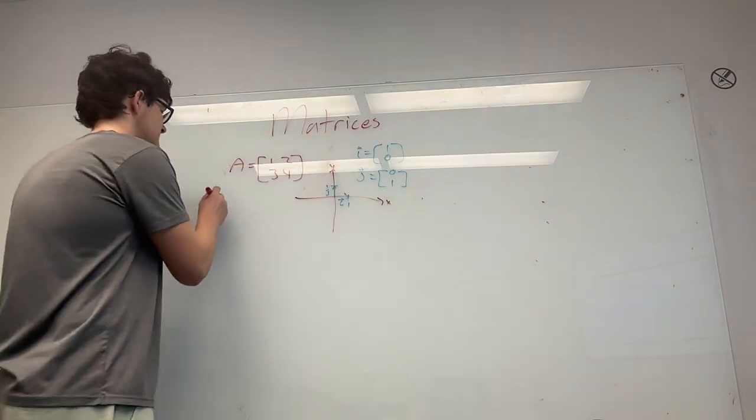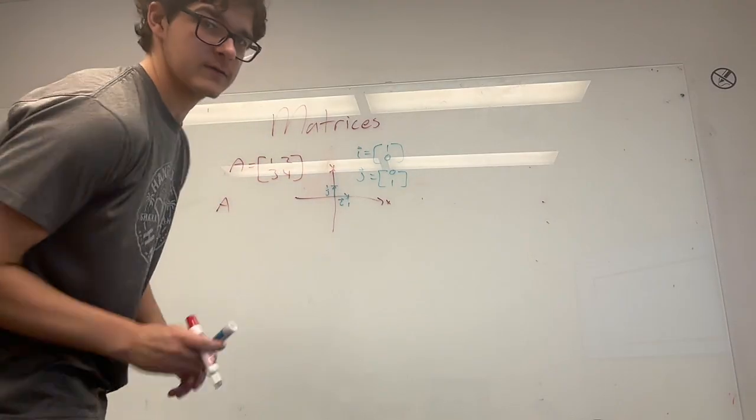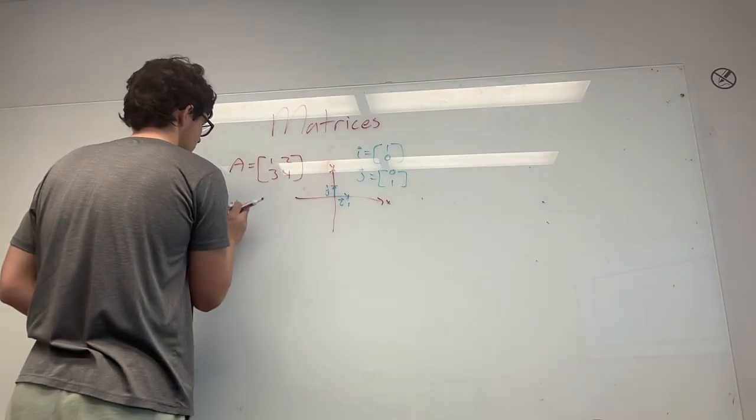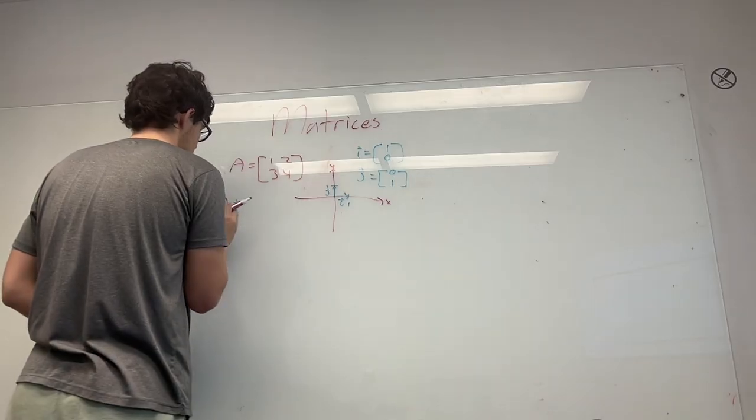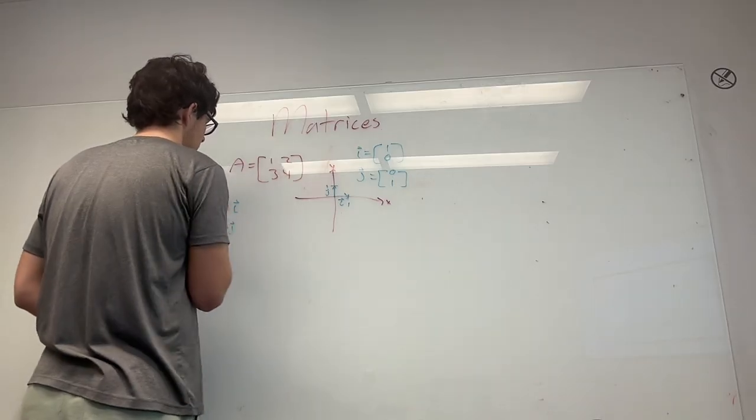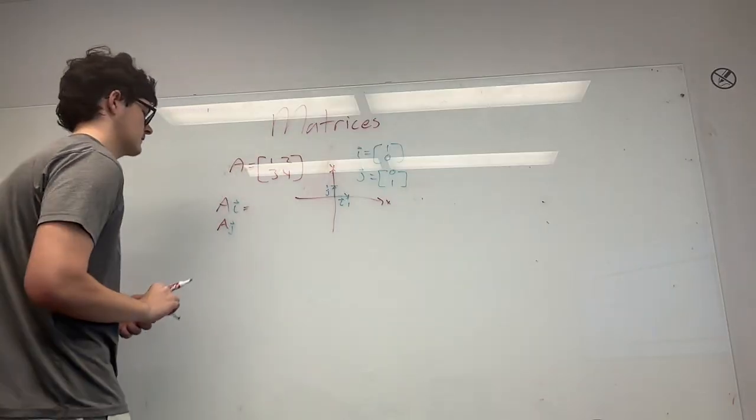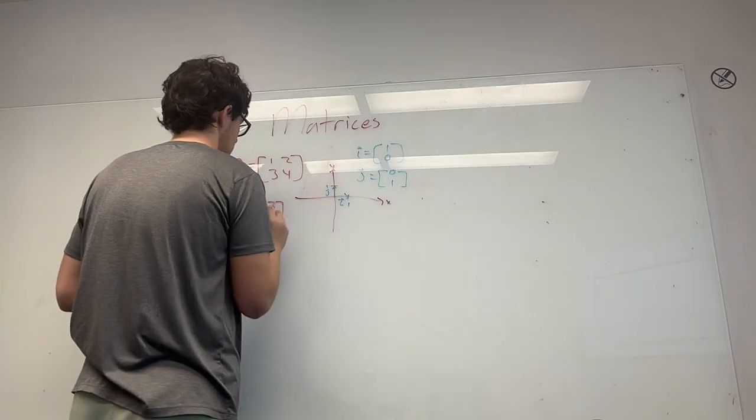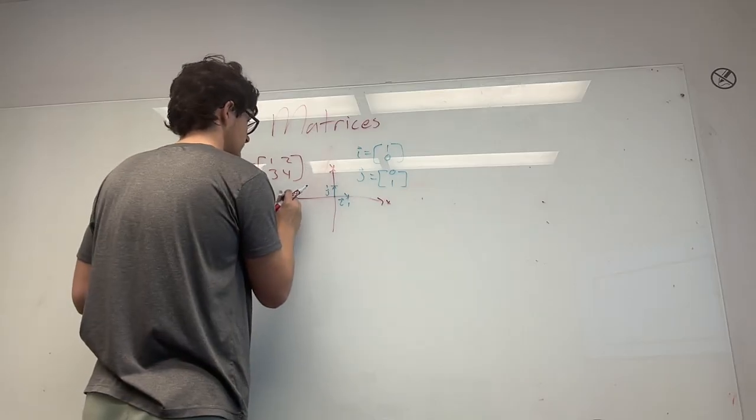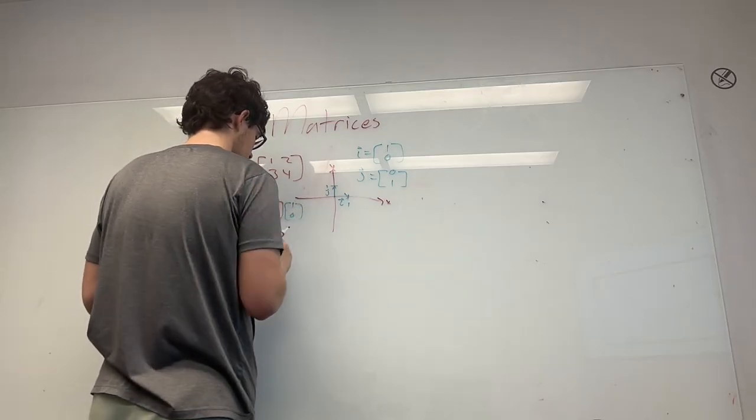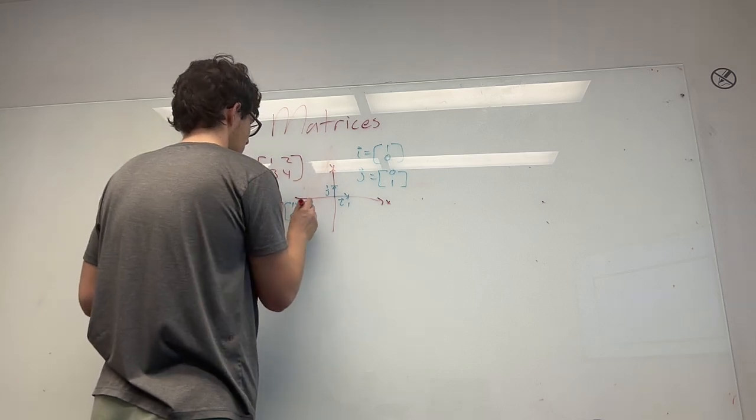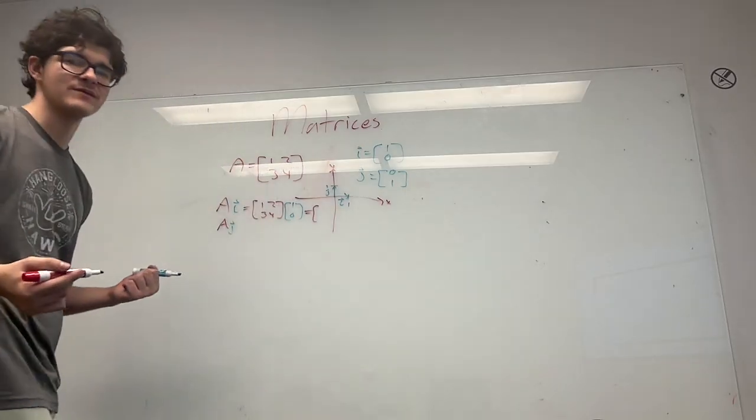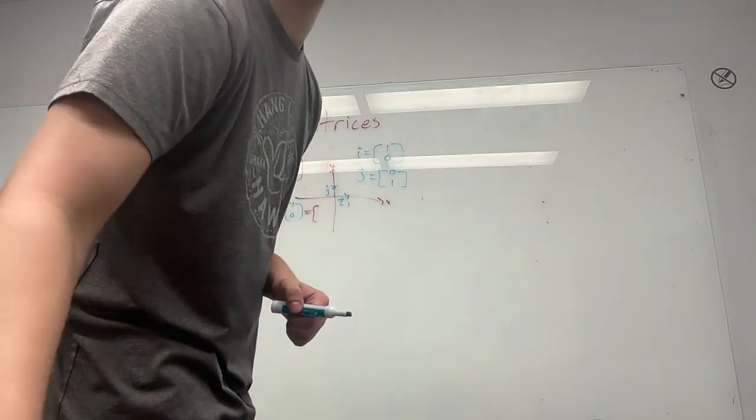So it would be A times I, and then A times J. What does this equal? This is just the matrix 1, 2, 3, 4 times the vector 1, 0. And this equals, what does this equal? How do we do that? Oh no.